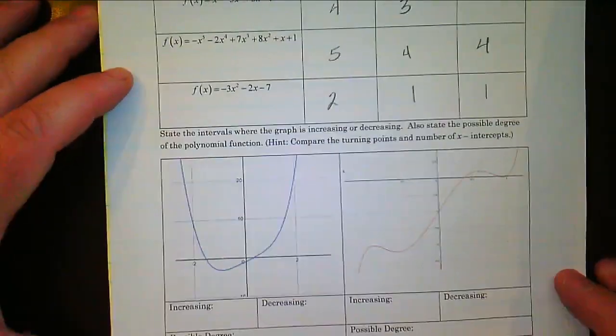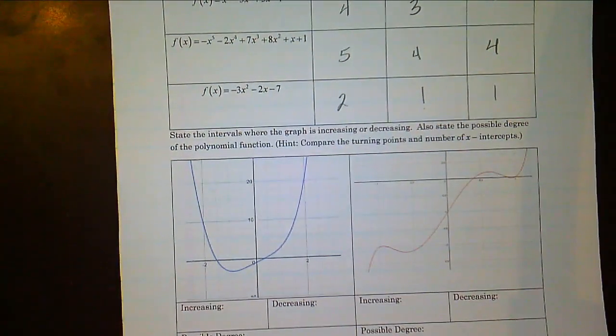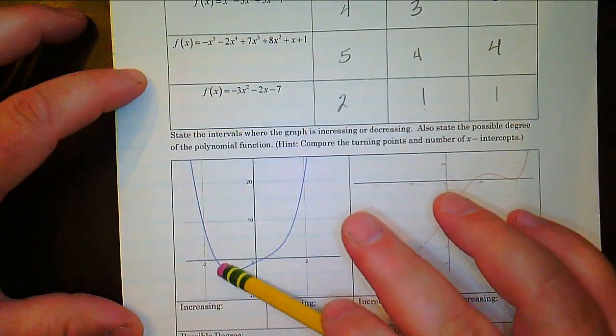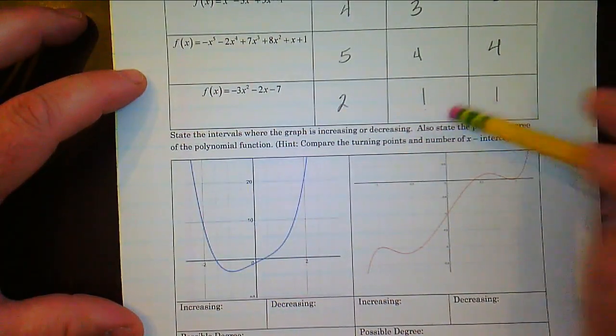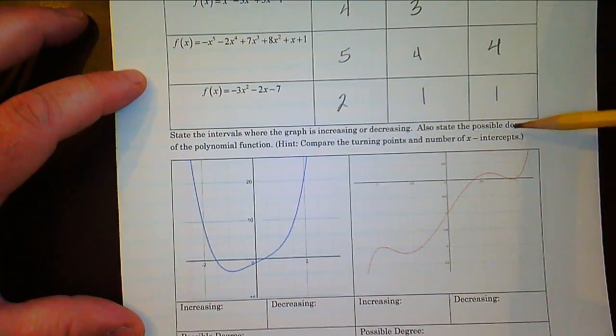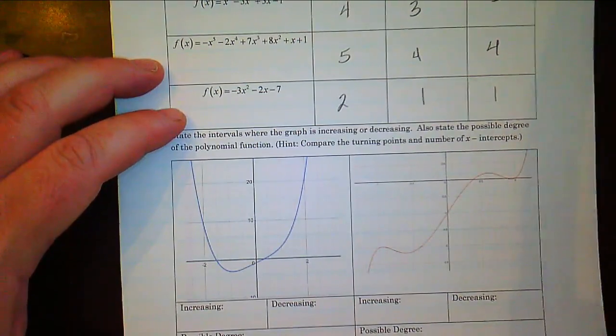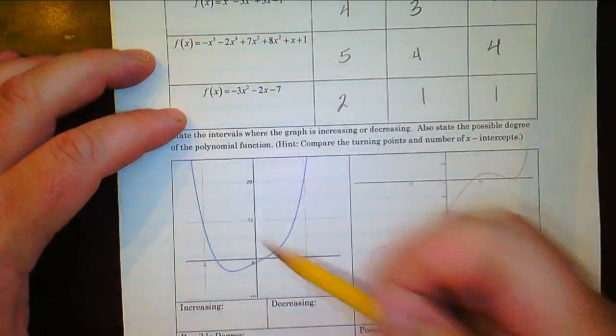next up, it says state the intervals where the graph is increasing or decreasing. So right here it's decreasing and it turns increasing. So we have to state those intervals, right? And then it says to state the possible degree of the polynomial function. All right. Well, so let's do that.